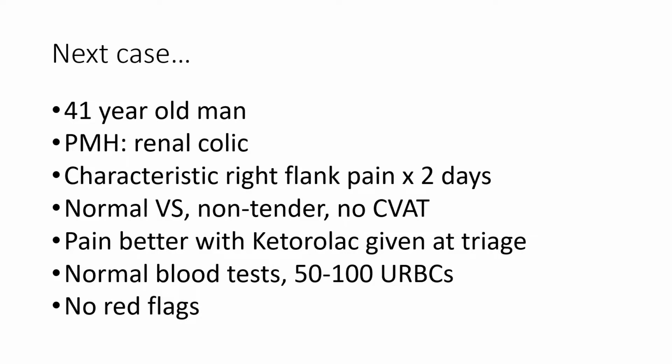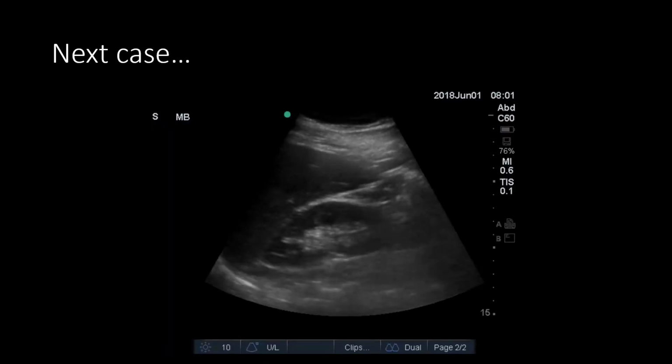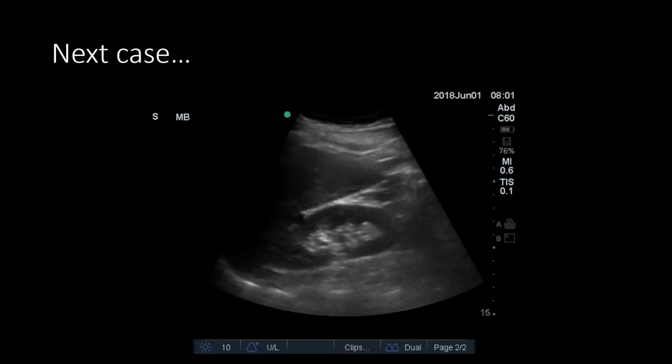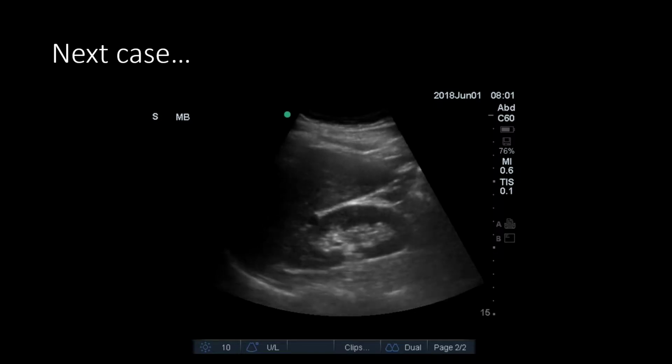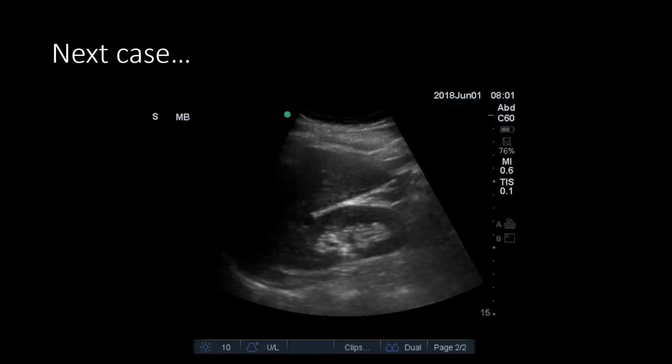What's the diagnosis? Of course, it's renal colic. You don't need any imaging to tell you that. But you put the probe on to look for hydro. Do you see any hydro here? Nope, there's no hydro. That does not rule out renal colic. That's still your clinical diagnosis.